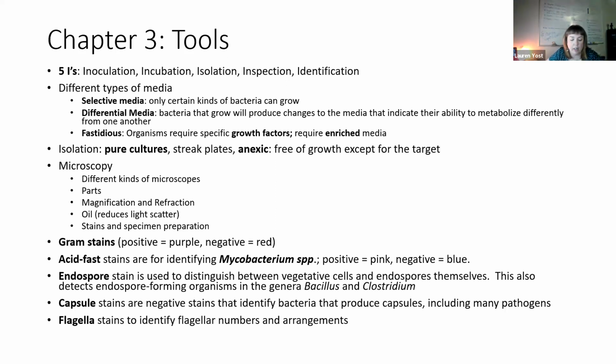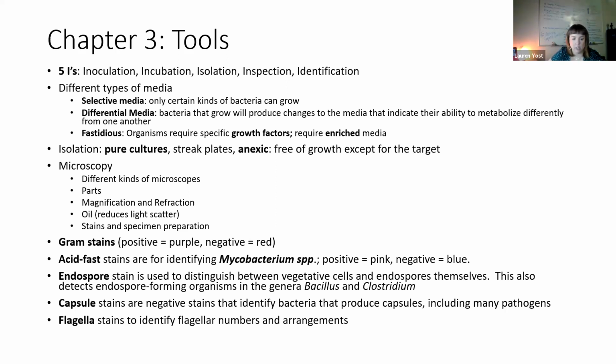Or is your organism anaerobic, meaning that it can't withstand oxygen, or does it need a certain amount of oxygen or a certain amount of CO2? Is it a capnophile, meaning that it needs a certain amount of carbon dioxide and that sort of stuff? So that is incubation, and how long you're incubating for and the temperature and all of that.